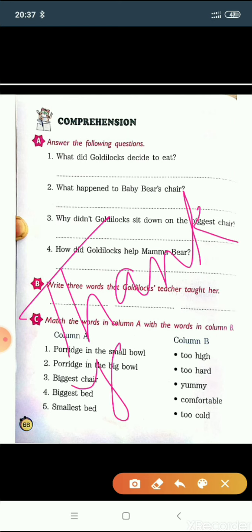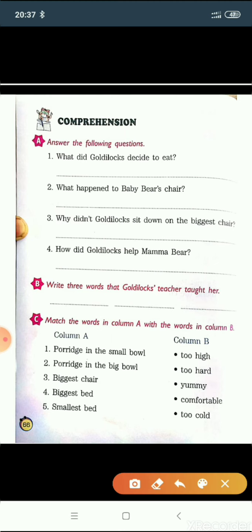Okay, these were the 3 words that Goldilocks' teacher taught her. Now coming to the next, C. Match the words in column A with the words in column B. Now children, as you can see, 2 columns are given here, column A and column B. A part of a sentence is written in column A and you have to match it with the words given in column B. Okay, so let's first read the sentence.